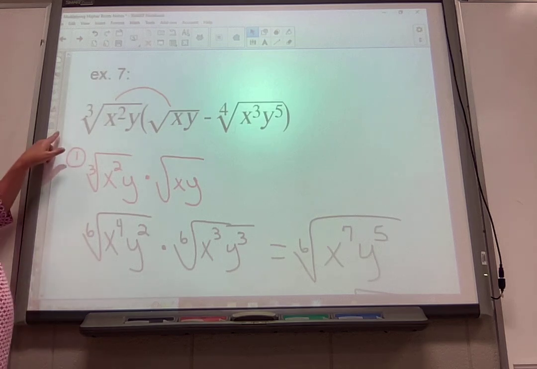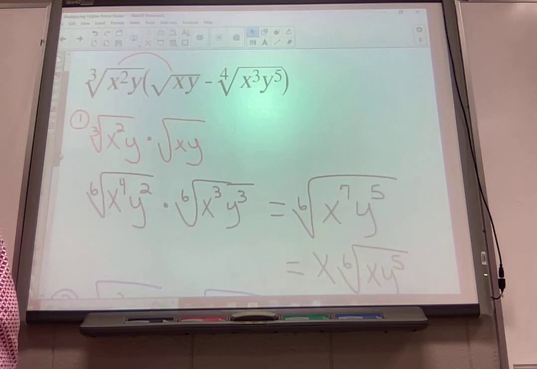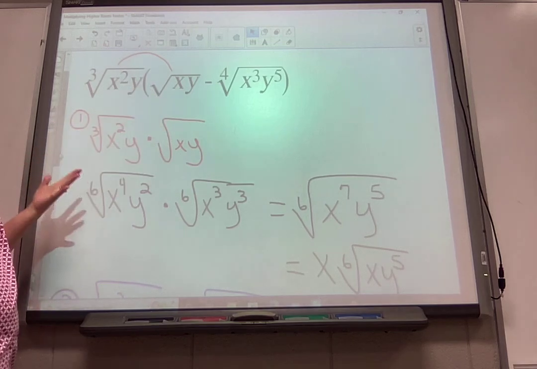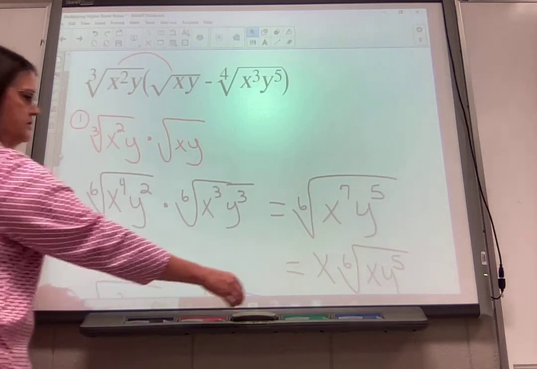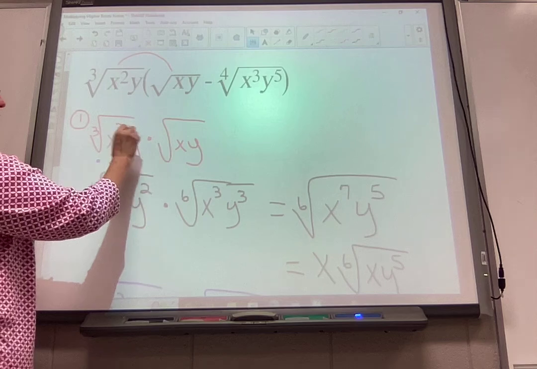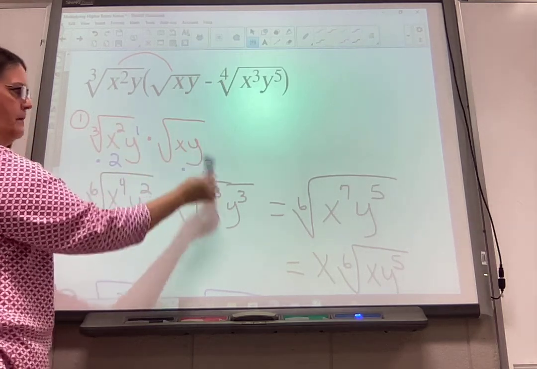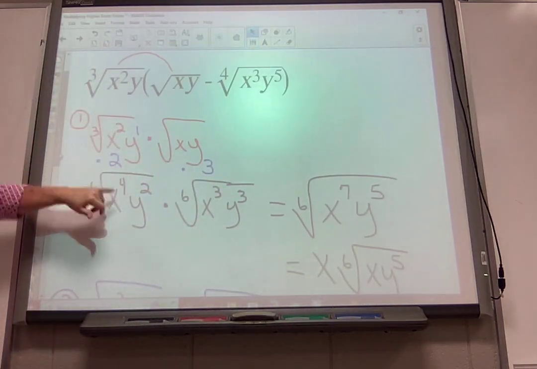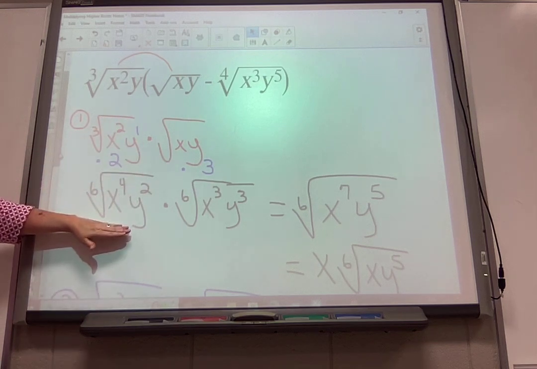Now, I've got variables. It's the same thing. Don't get confused by it. I've got a 3, I've got a 2. So the common denominator is 6, so I put the 6th root here. And I multiplied this one by 2. So I'm going to multiply all of the exponents by 2. I multiplied this one by 3, and I'm going to multiply all those exponents by 3. So that's going to give me 2 times 2 is 4, 1 times 2 is 2. So the 6th root of x to the 4th y squared.